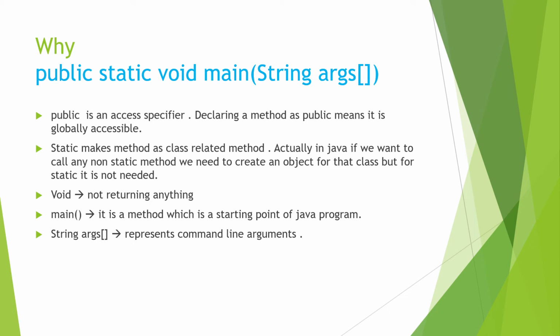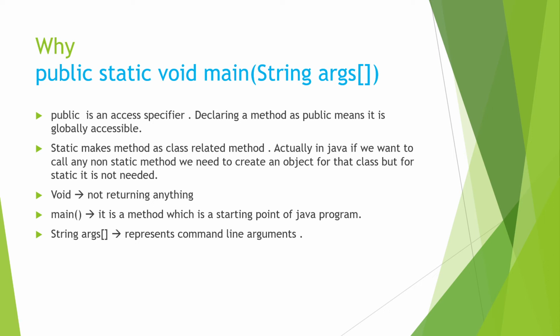That is the reason we make the main method static, because the Java virtual machine need not create an extra object, which is a wastage of memory. Here void is the return type of our method main. We are not returning anything, so we make it void. And main is the method which is the starting point of a Java program, as we already know. And string args represents command line arguments.